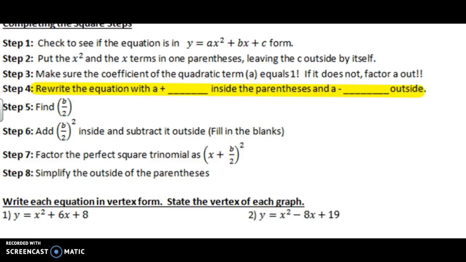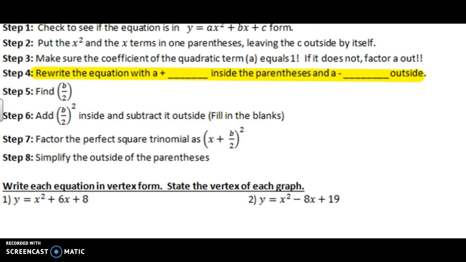So check to make sure that your equation is in your standard form. Put the x squared and the x terms in one parentheses. The c goes on the outside. Make sure the coefficient of the quadratic is 1. If it's not, you have to divide that out. And then from there, it kind of seems confusing, so we'll just walk through these things together.